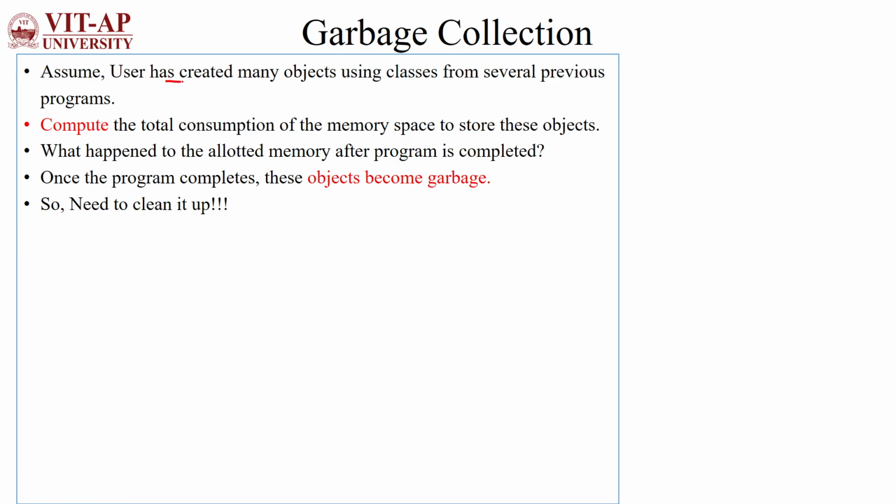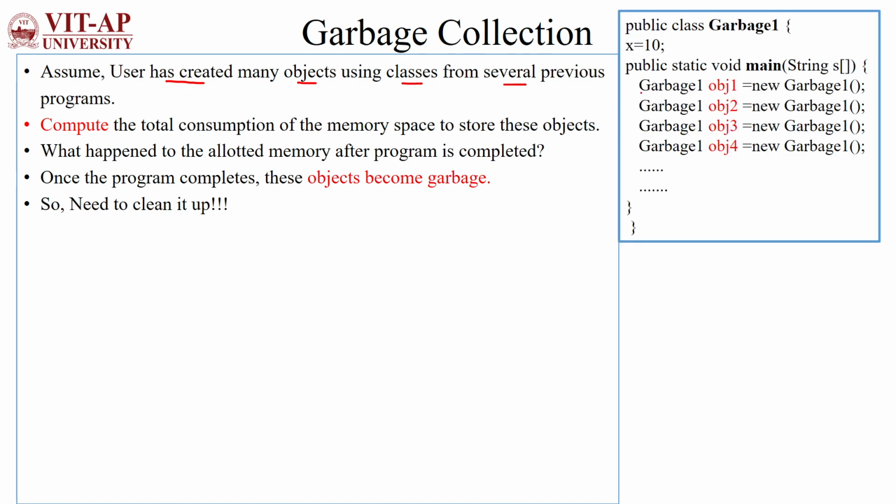Let's assume the user has created many objects using various classes from several previous programs. For example, here you see Garbage1 is a class name which is creating object 1. Assume that 10 KB is consumed for this object, object 2 again 10 KB, object 3 again 10 KB, then object 4 assume 10 KB is consumed. So totally, when computing the memory space consumed to store these objects, we are consuming 40 kilobytes from our memory space.